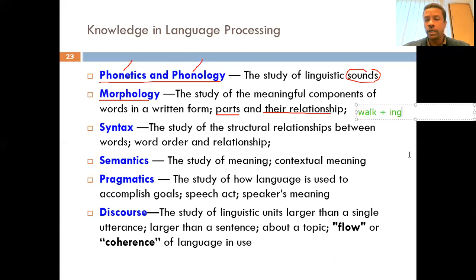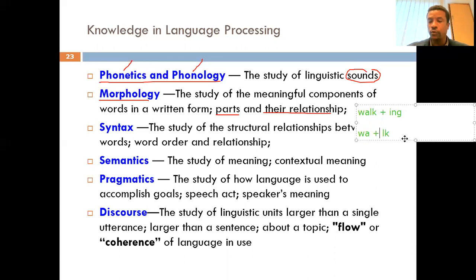The word walk, can we decompose it in such a way? We can't, because we know that WA and LK are not meaningful. So they have to be attached to one another. But whenever you do it in such a way, then you know that walk has some meaning. But ing can be separated, because you know that it has a linguistic function.